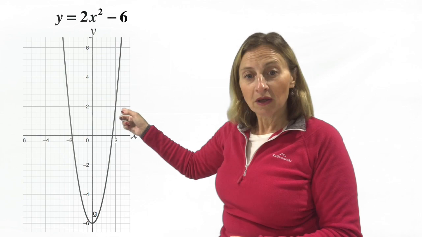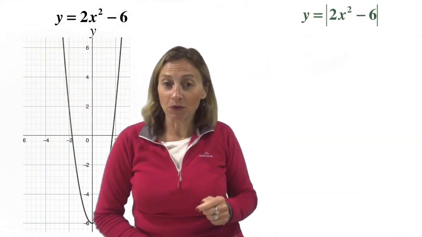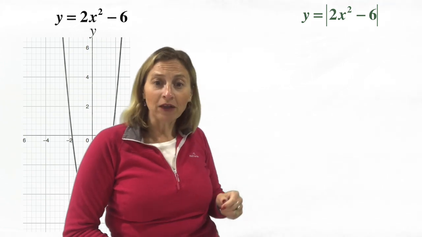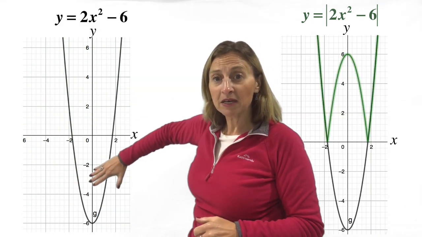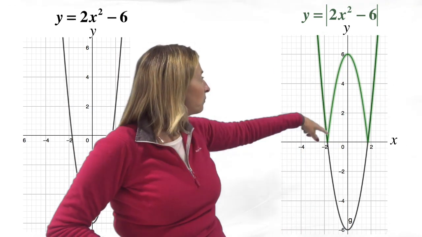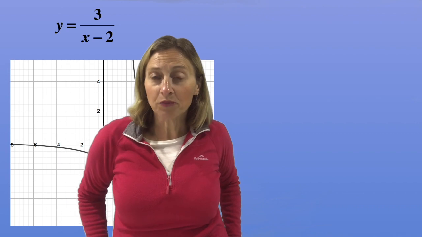Great. Now what if we want to find the absolute value of the same graph? The positive parts stay the same and the minus bit bounces up, and so we're left with the green graph. How is that so far? Pretty good?